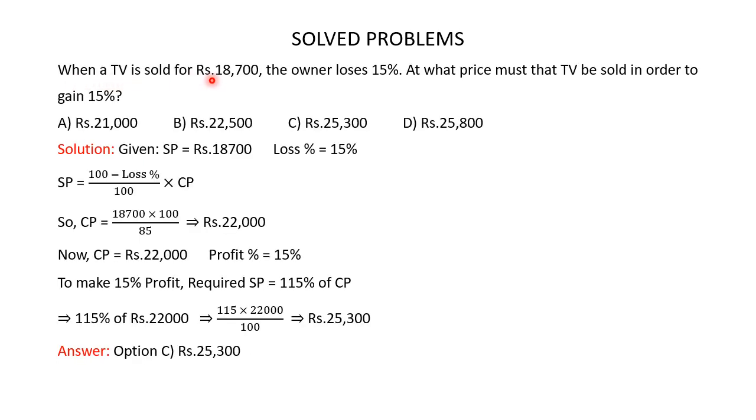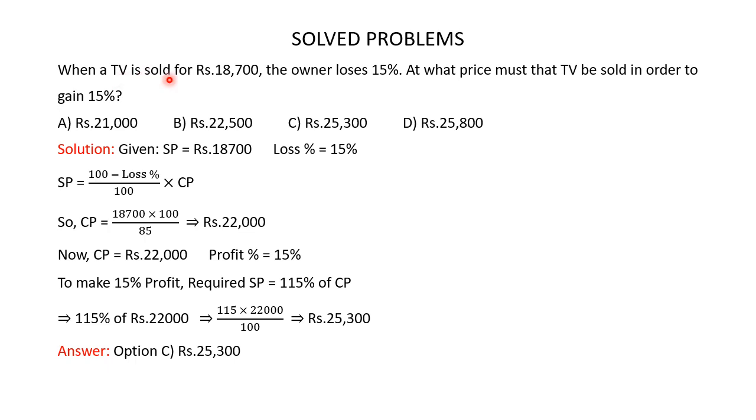When a TV is sold for rupees 18,700, the owner loses 15%. At what price must that TV be sold in order to gain 15%? Here you are given 4 options and you have to find out which of these options is the correct one. So here you are asked to find at what price the TV must be sold in order to gain 15%. Now to find that, first we have to know the cost price of the TV. So let's find out the cost price of the TV first.